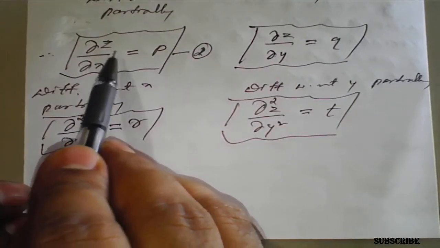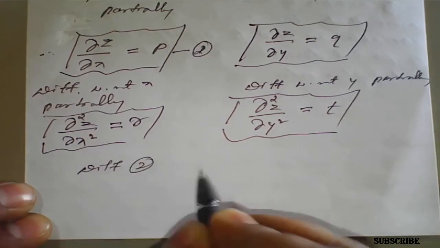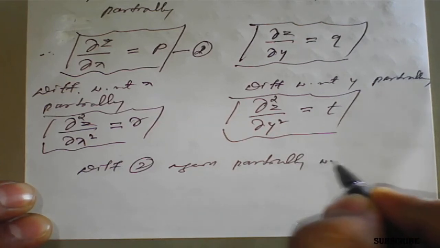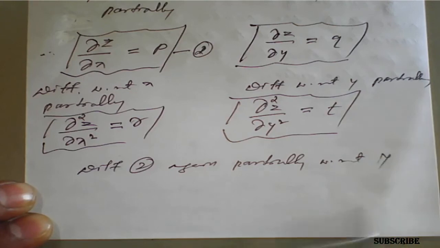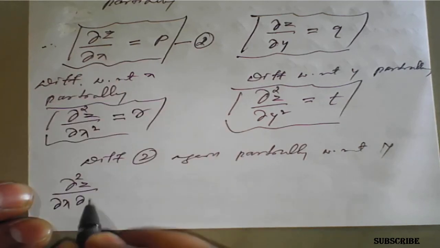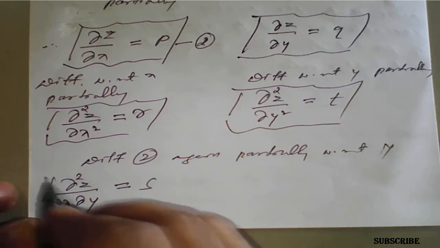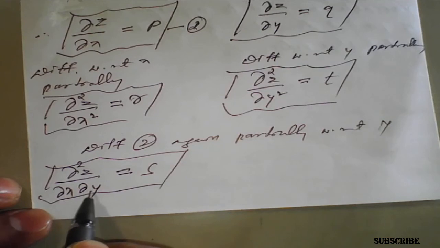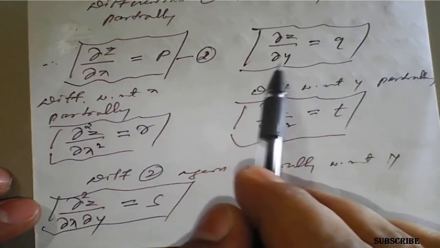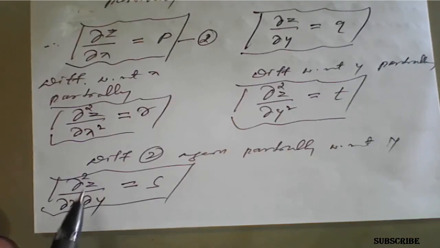Now differentiate either this or this. If you are considering equation 2, differentiate it again partially with respect to the opposite variable, here y. So what happens here: dou square z upon dou x into dou y, which is denoted as s. It may be dou y by dou x or dou x by dou y, either case, and this is denoted as s. Therefore p is dou z by dou x, q is dou z by dou y, r is dou square z upon dou x square, t is dou square z upon dou y square, and s is dou square z upon dou x dou y.